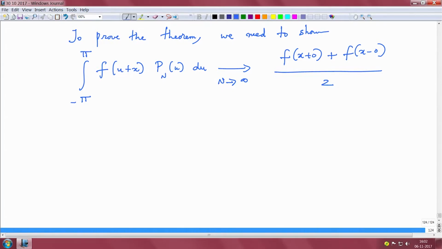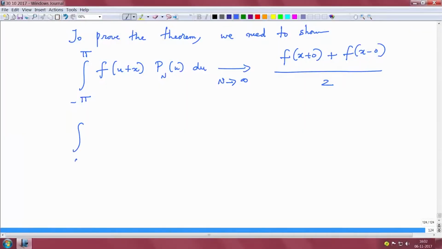Now, we already have a hint here. So, break this limit from minus pi to plus pi as from minus pi to 0 and then 0 to pi, and then it is easy for you to see through this. Now, the integral 0 to pi of f of u plus x times P_n of u du heads to f of x plus 0 upon 2 as n goes to infinity.